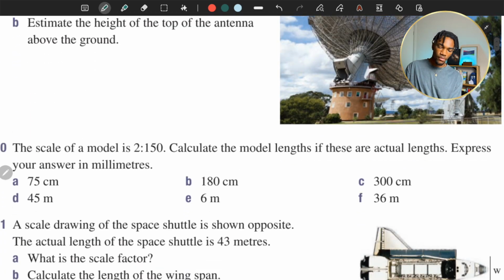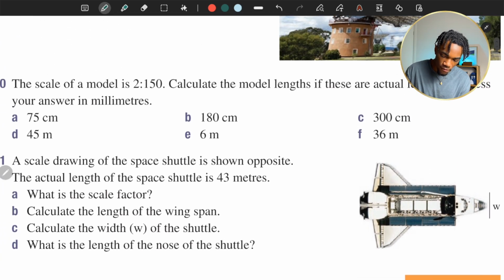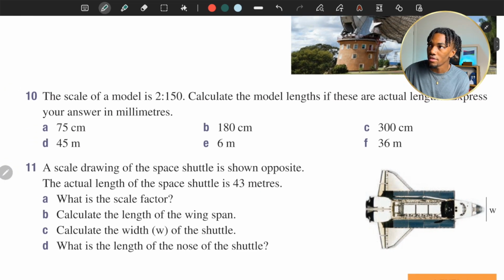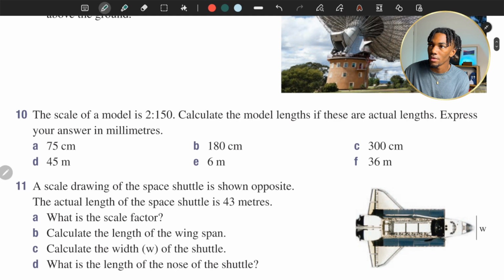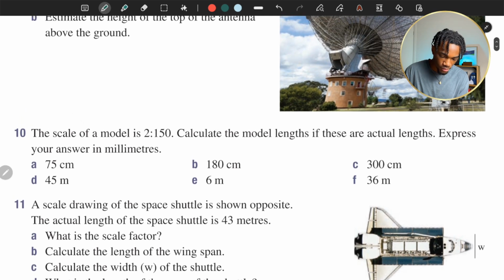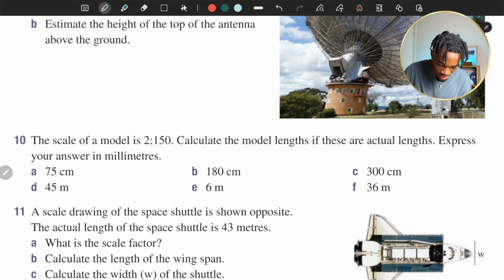Okay, so question 10. Let me just move this down. There we go. Scale of a model is 2 to 150. Calculate the model length if these are actual lengths. Express your answer in millimeters. So first, we want to convert this to a 1 rate, a 1 scale, so something to 1. All we do for that is put 2 over 150 in the calculator.